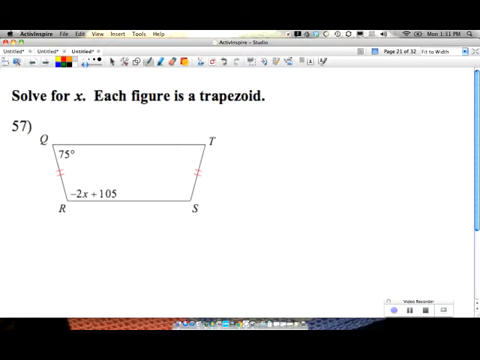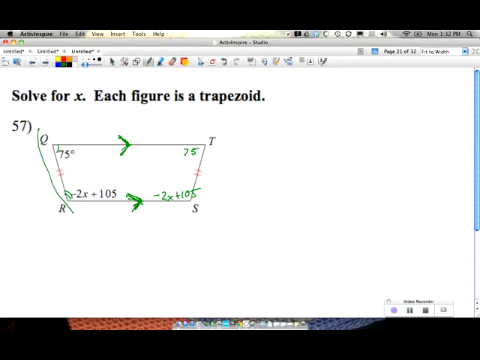Okay, so I know that pieces are similar. So this side's going to be 75, and this piece right here is also going to be negative 2x plus 105. But now for any trapezoid, when I'm talking about base angles, one from each of the bases, these two lines here are going to be parallel. QT and RS are parallel. And if those are parallel lines, then I'm going to have a supplementary relationship.